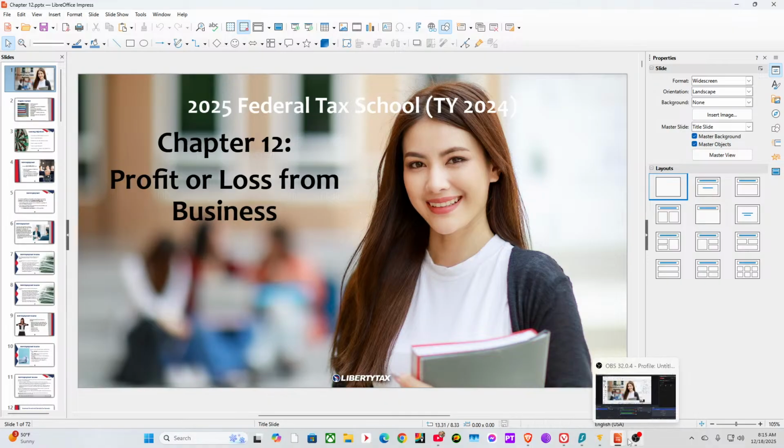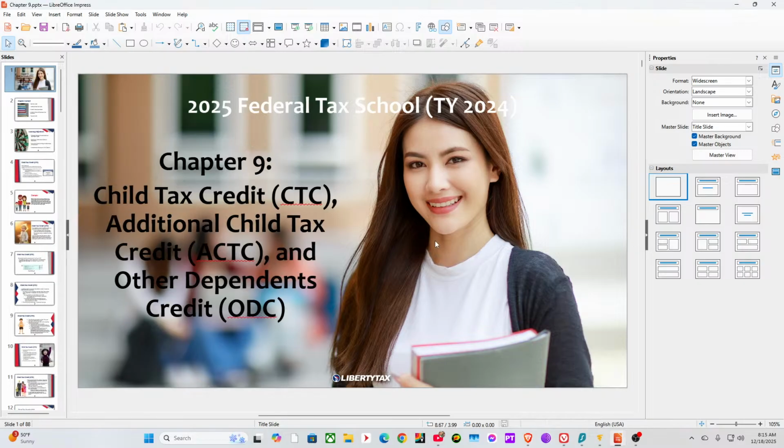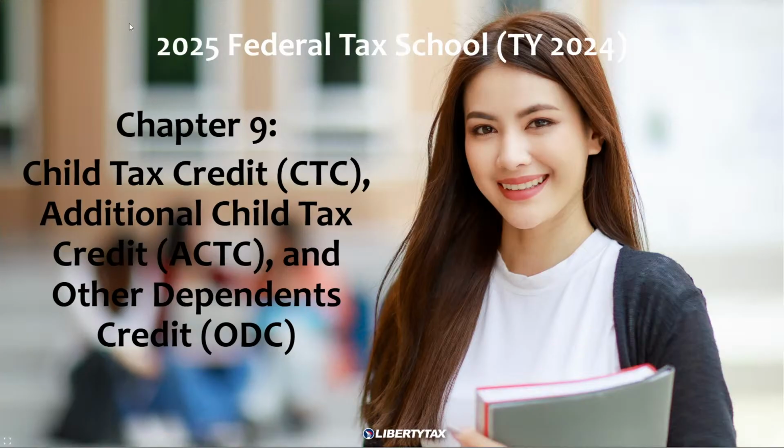But first things first, let's talk about the other chapter. We're going to talk about child tax credit, the additional child tax credit, and the other dependents credit. We've been mentioning these as we went along, and it's time to finally take care of it. Alright. Good, I think everything's going.